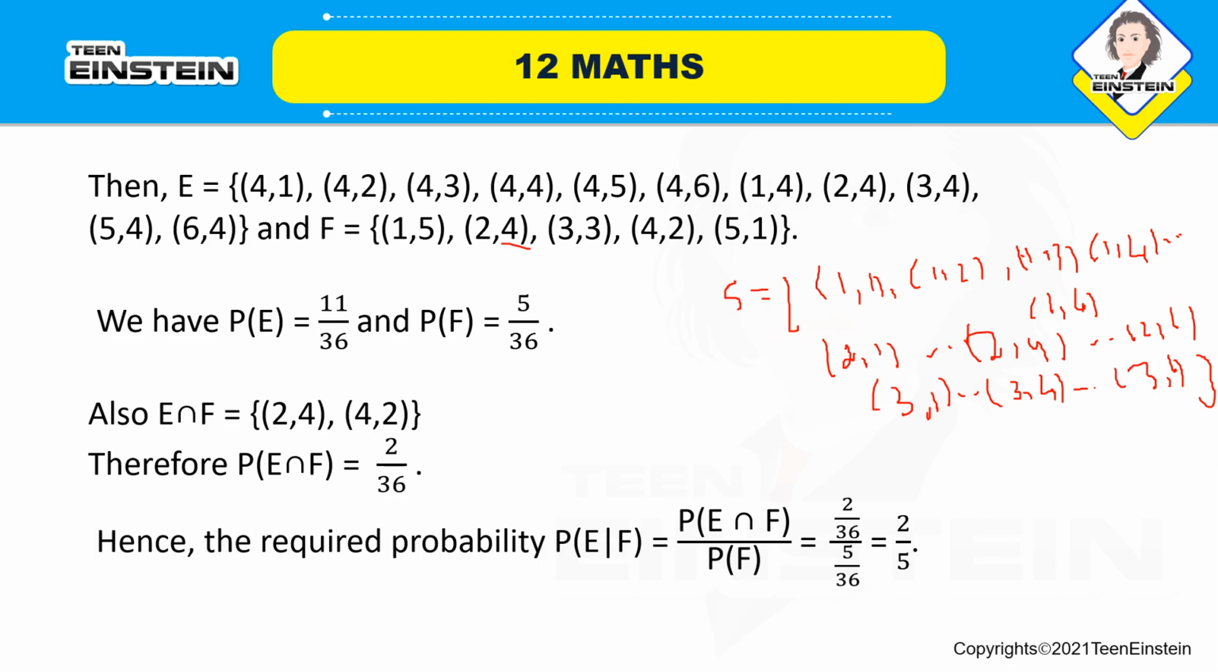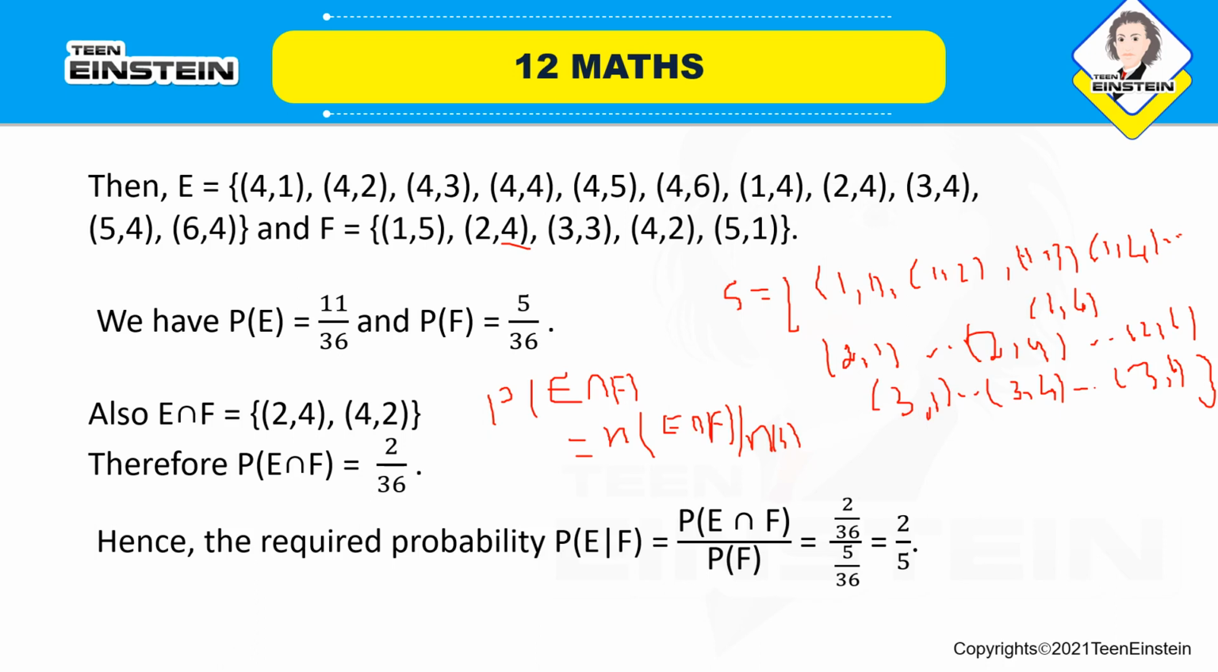Okay, only 2, 4 and 4, 2. So therefore, let us find P of E intersection F. What is the formula for P of E intersection F? You write the formula. P of E intersection F is equal to N of E intersection F by N of S.